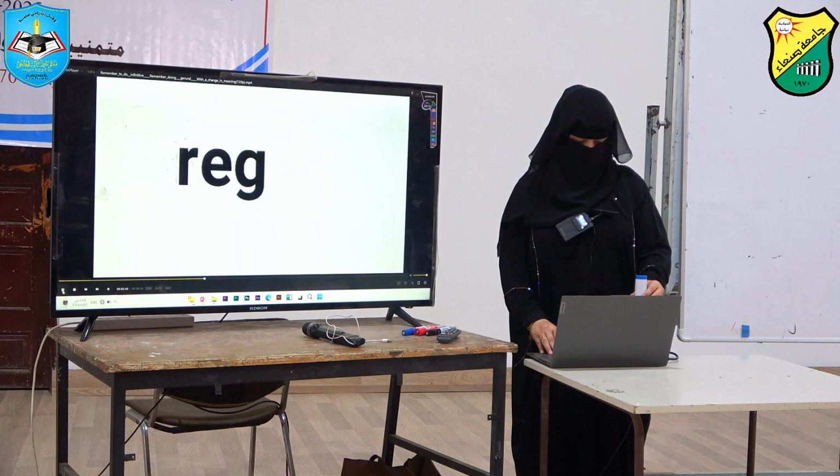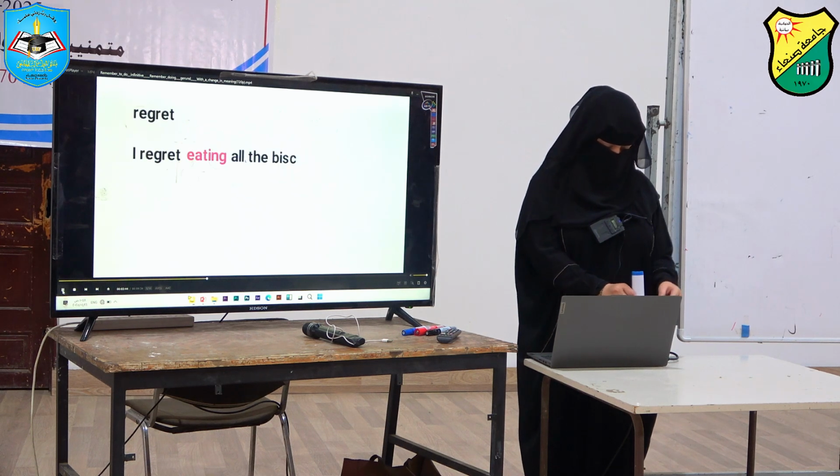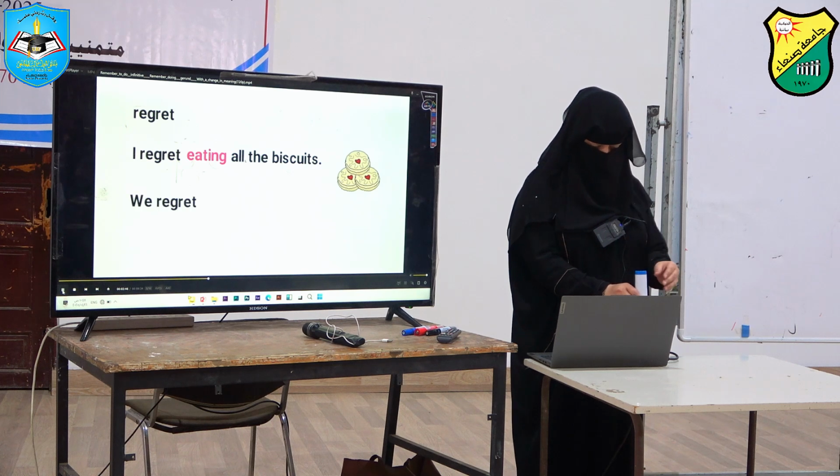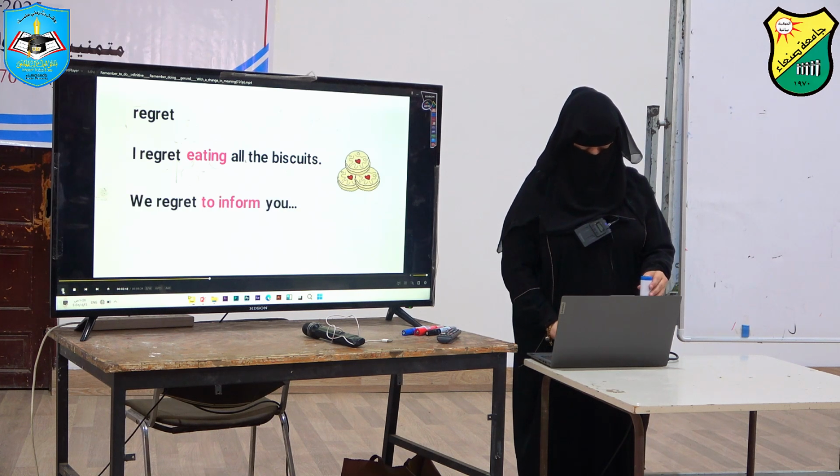Let's look at some more verbs that change meaning with the gerund and infinitive. The verb regret. Let's compare two sentences. I regret eating all the biscuits, and we regret to inform you. In which sentence is the speaker sorry about a past action? Yes, I regret eating all the biscuits. I ate the biscuits, and now I feel sorry for doing it. So here we use the gerund, because it's a past action.